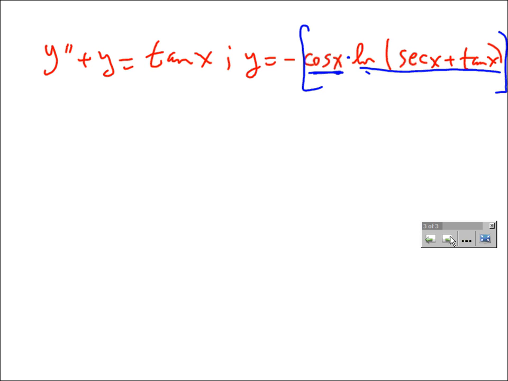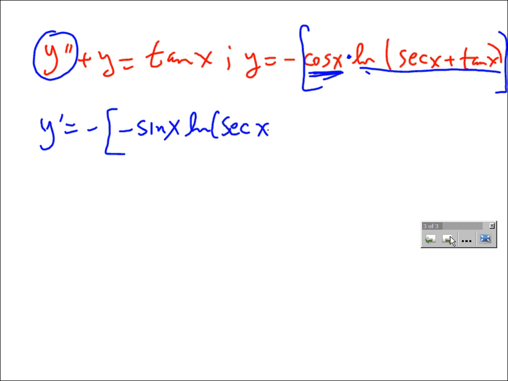So I need y double prime. So I have to find y prime. It's going to be negative the derivative of what's in the blue bracket. It's a product rule inside the bracket. The derivative of the first factor is negative sine x, times the second function, plus the first function, cosine x, times the derivative of the second function.